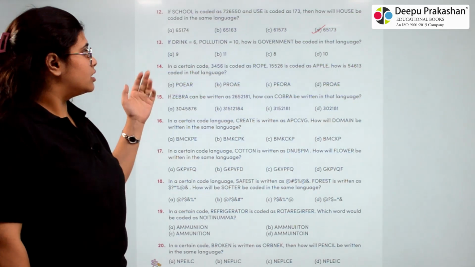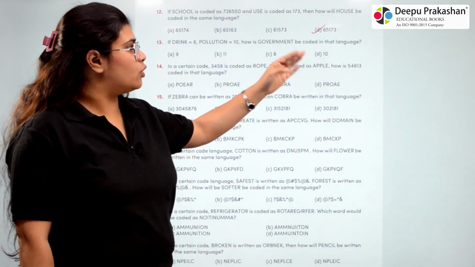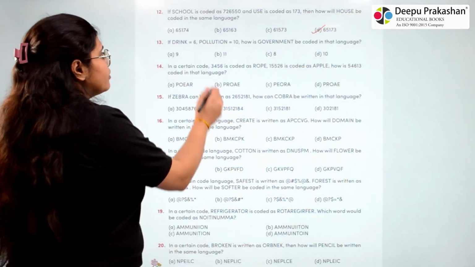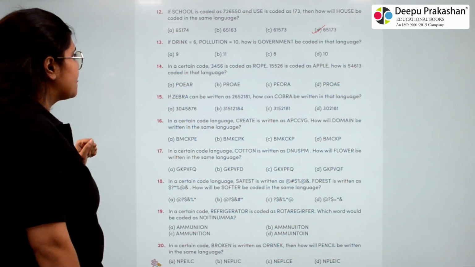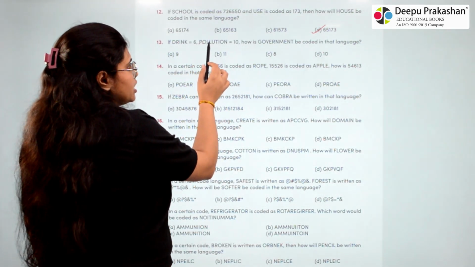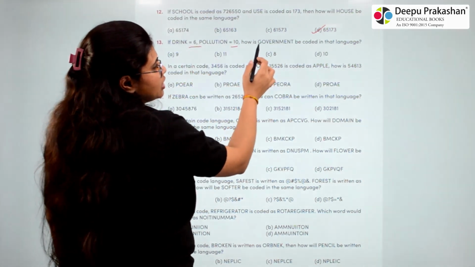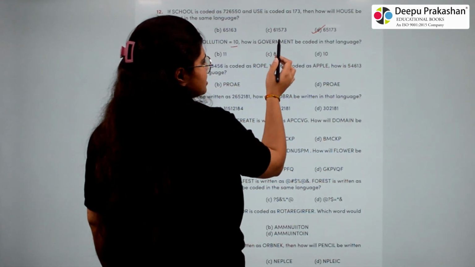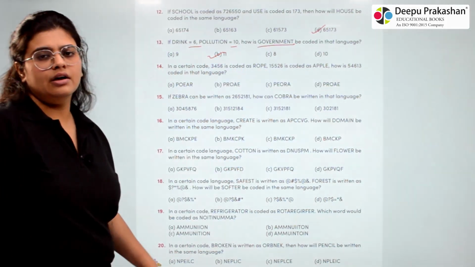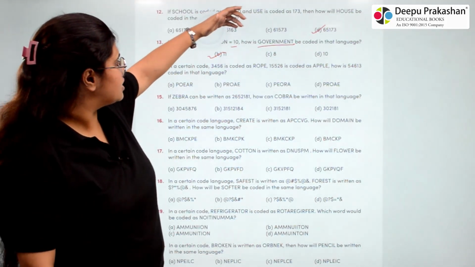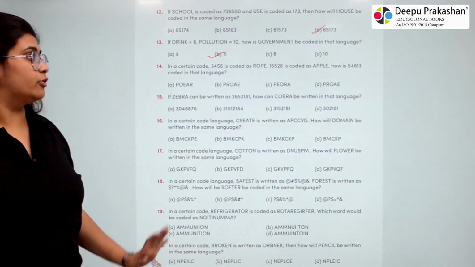13. If drink is equals to 6, pollution equals to 10, how is government be coded in that language? So here we are given drink has 5 letters and is equals to 6. Pollution has 1, 2, 3, 4, 5, 6, 7, 8, 9, 9 letters and equals to 10. So the government has 1, 2, 3, 4, 5, 6, 7, 8, 9, 10. Government has 10 letters, so the answer will be 11. As the code is the addition of 1 to the number of letters present in that word.